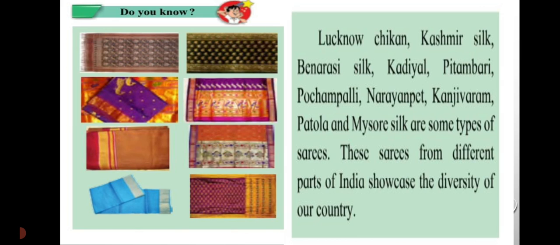Do you know Lucknow chikan, Kashmir silk, Banarasi silk, Kadiyal, Pitambari, Pochampalli, Narayanpet, Kanjivaram, Patola, and Mysore silk are some types of saris. These saris from different parts of India showcase the diversity of our country.